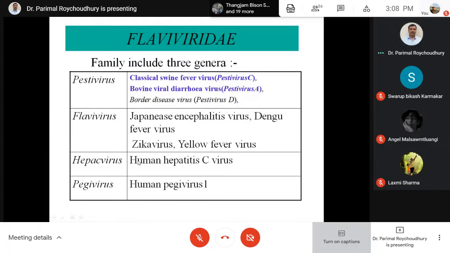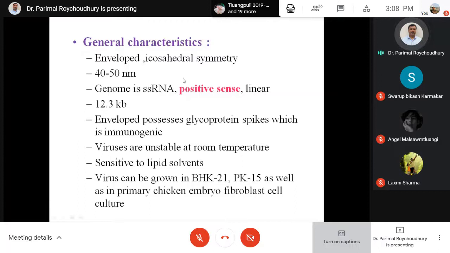Now, let's come to the general characteristics of Flaviviridae. They have icosahedral symmetry, are almost 40 to 50 nanometers, a moderate-sized virus, and they are enveloped viruses. They acquire a prominent envelope, and in the envelope they possess some very important glycoprotein spikes, which are immunogenic. These are mostly the E glycoprotein and ERNS, glycoproteins expressed on the surface, and these are useful for the virus for binding with the host cells and producing the disease. However, we can utilize this surface glycoprotein spike for vaccine production.